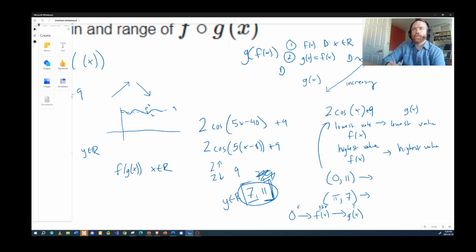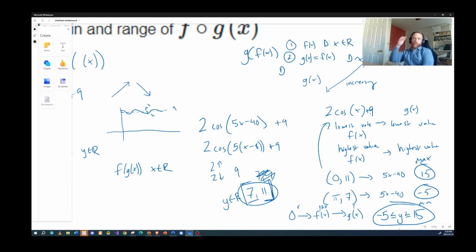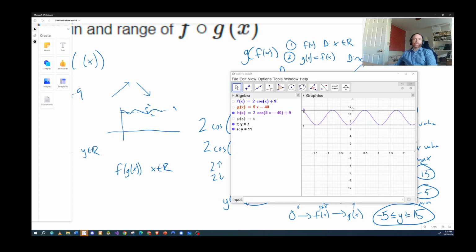In any case, when we get to 5x minus 40, which is what the other function is supposed to do, 11 times 5 is 55, take away 40 is 15, so that should be the highest value we're going to get. Meanwhile, 7 times 5 is 35, take away 40 is equal to negative 5, and that should be our min. This means that negative 5 is less than or equal to y, is less than or equal to 15, should be the range of the function when we do it in the reverse order.